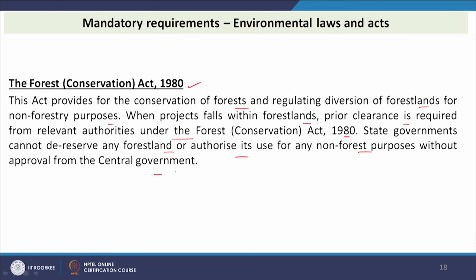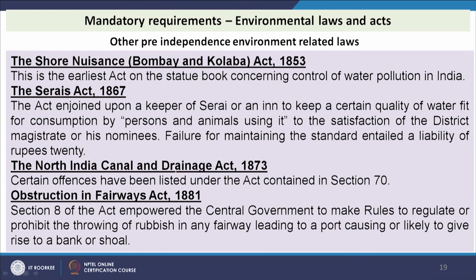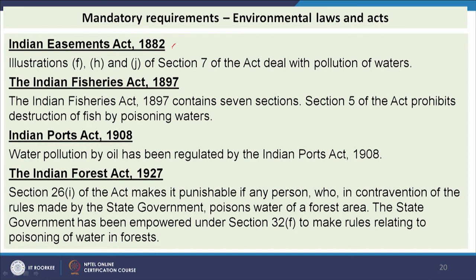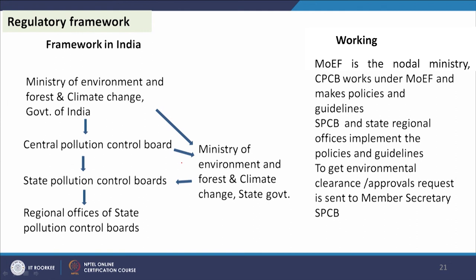So, apart from these, some pre-independence environment-related laws are also shown in this slide, like the Shore Nuisance Bombay and Colaba Act 1853, the Sarais Act 1867, the Northern India Canal and Drainage Act 1873, the Obstructions in Fairways Act 1881, the Indian Easements Act 1882, the Indian Fisheries Act 1897, the Indian Ports Act 1908, and the Indian Forest Act 1927. So, we see that we have sufficient environment-related laws, acts, rules and regulations. It is our responsibility to obey these rules and regulations and protect our environment. So, these are the laws.